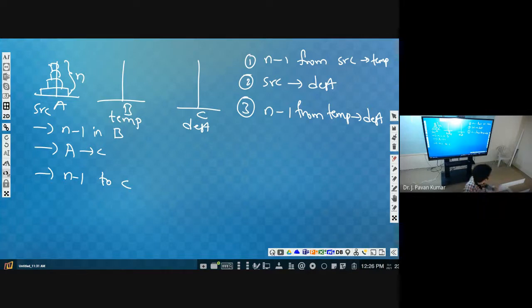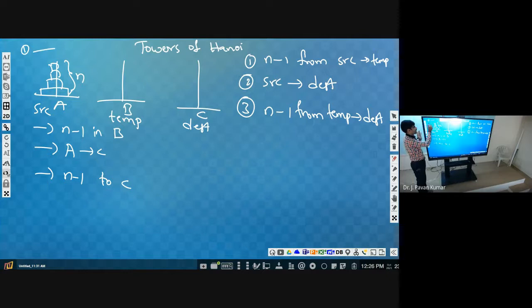Okay. So now this particular problem that we have described is called Towers of Hanoi. What is the problem definition? We will have 3 towers, namely source, temporary, and destination. We will have some disks at the source, and we want to transfer them to the destination while keeping 2 conditions. What are the 2 conditions?